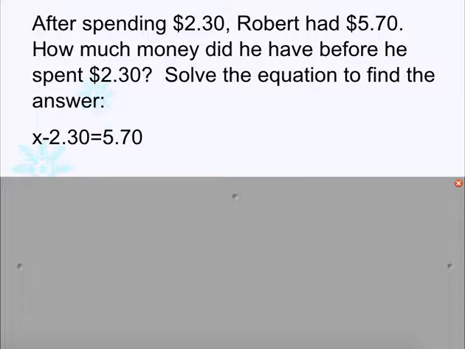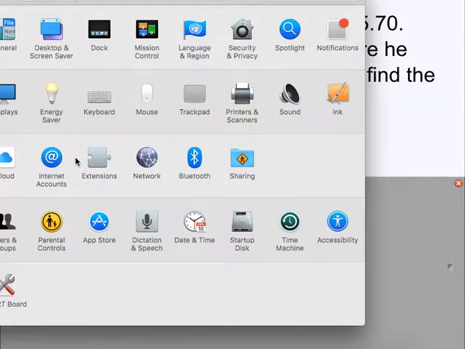All right, after spending $2.30, Robert had $5.70. How much money did he have before he spent $2.30? Write the equation to solve. Well, we would say if I have a certain amount of money minus the $2.30 and I now have $5.70, I could add my $2.30 and do the opposite operation and find my answer.